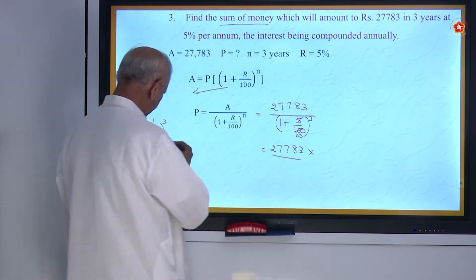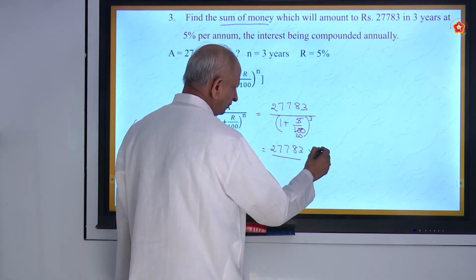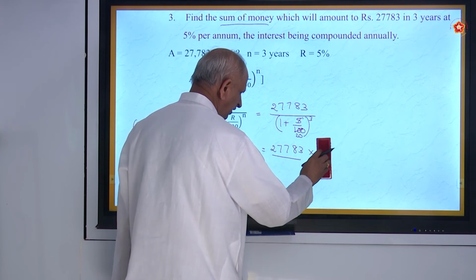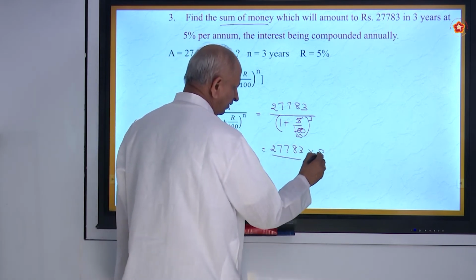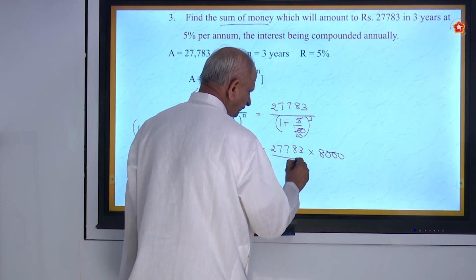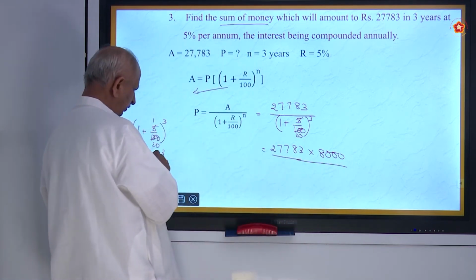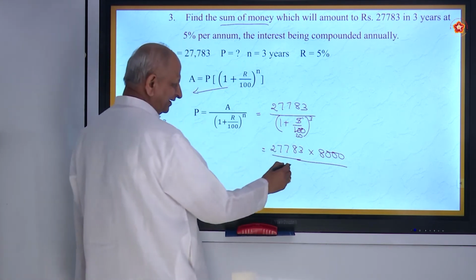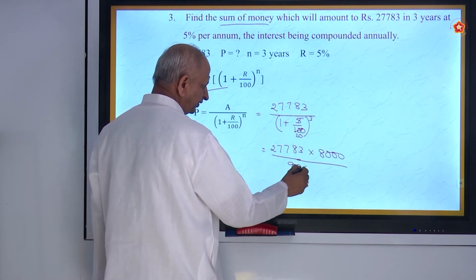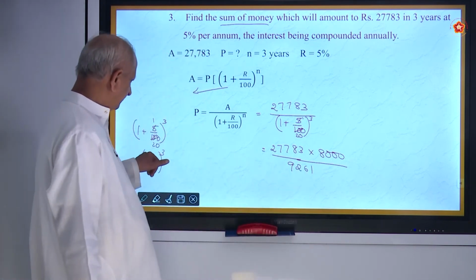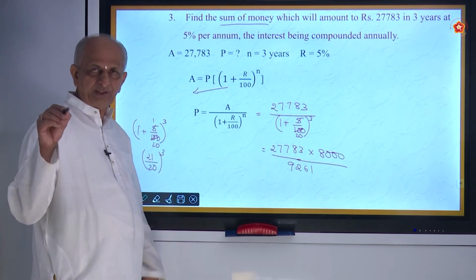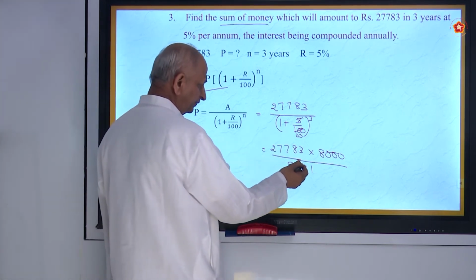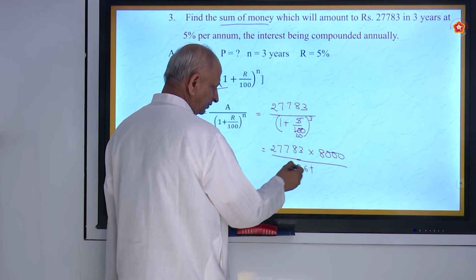This will go to numerator. So 20 cube is how much? 20 into 20 into 20. 2 2s are 4, 4 2s are 8. It becomes 8,000. Is it not? And 21 cube. 21 cube is 21 into 21 into 21. 9261. 21 cube is 441 into 21. Becomes 9261.